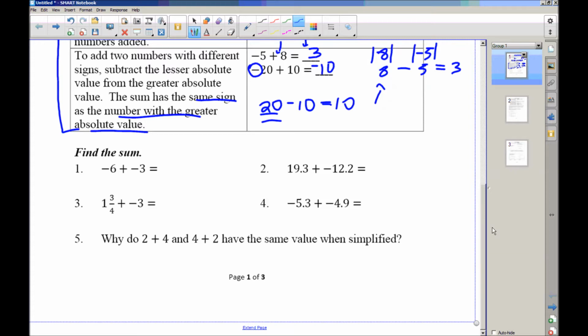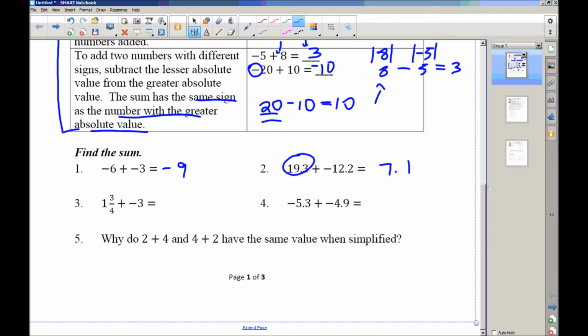Okay. All right, so find the sum for each. -6 plus -3 makes -9. Okay, they're the same sign, so I just add and keep the sign. On number 2, 19.3 plus -12.2. So I'm going to do 19.3 minus 12.2, which is 7.1. Those are the absolute values subtracted from each other. And then the bigger one was positive, so we keep positive.